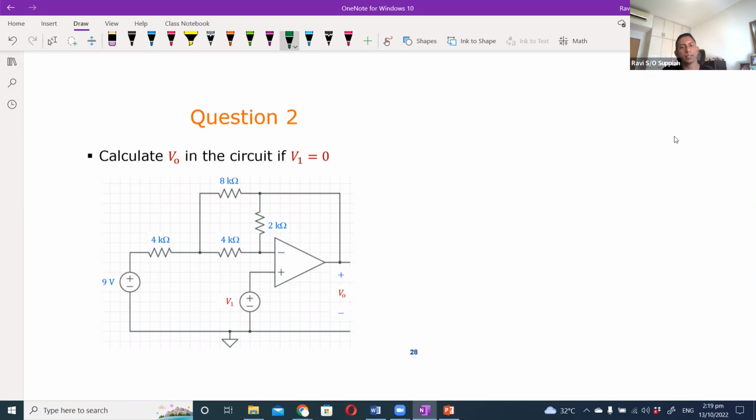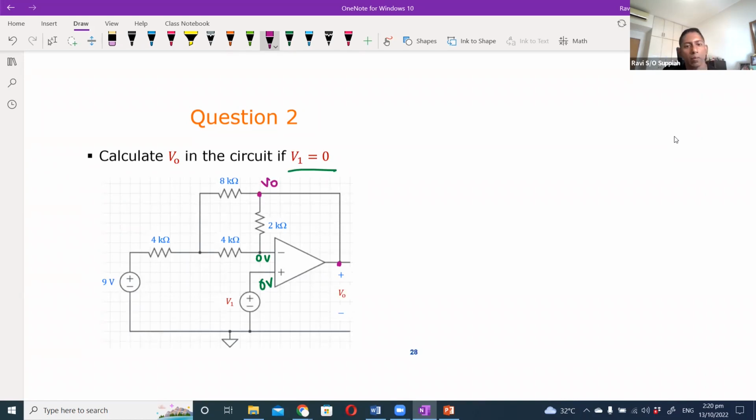In this question, the first step is always to apply the golden rule. One of the golden rules is V plus equals V minus, correct? So in this case, V1 is 0. So here is 0, that means here is also 0. And if this point is V0, then this point here is also V0.